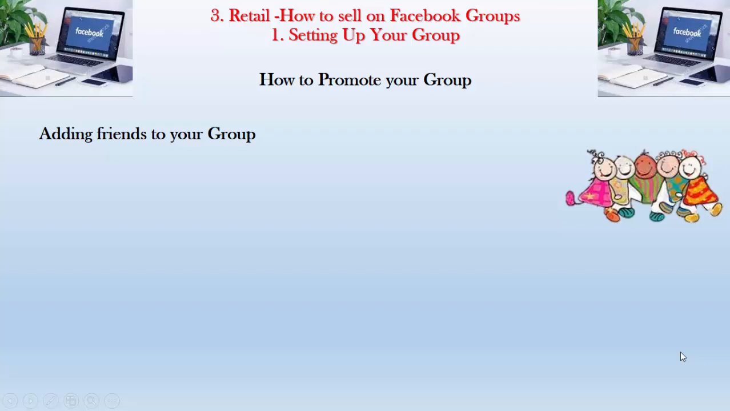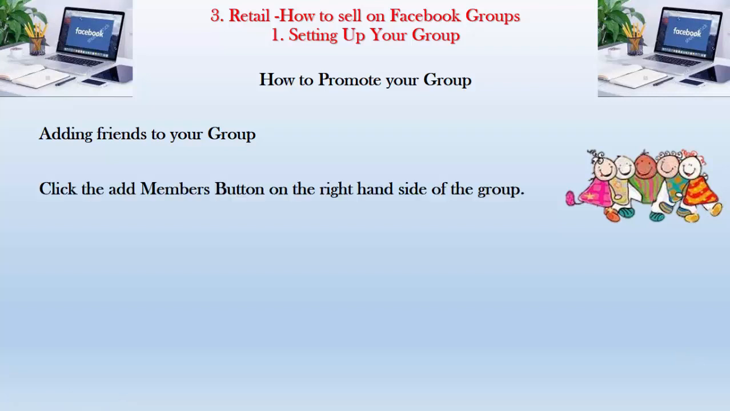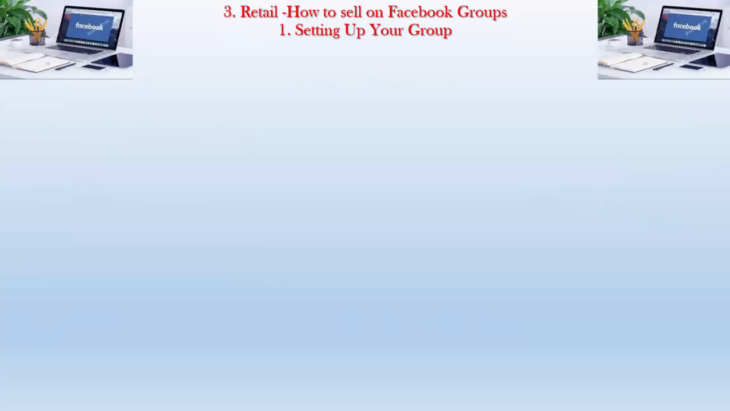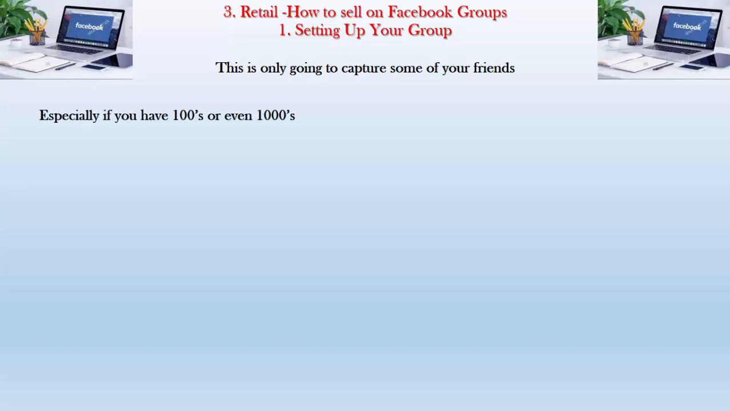So, adding friends to your group. First of all, you want to click the Add Members button on the right hand side of the group homepage. It looks like this. And all you do is put in your friend's name or their email and then just simply click Add to Group. The only thing is, this is only going to capture some of your friends. Unless you've only got a few and a brilliant memory, you're only going to capture some, especially if you've got hundreds or even thousands.